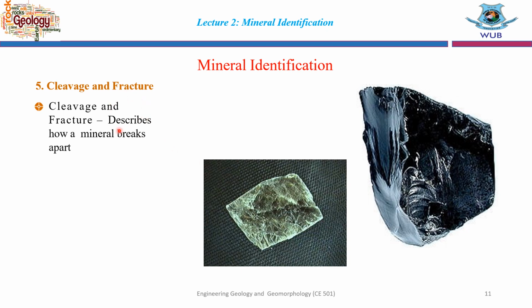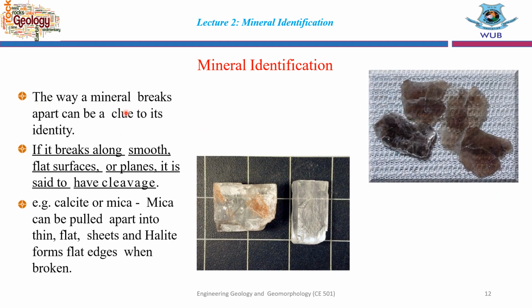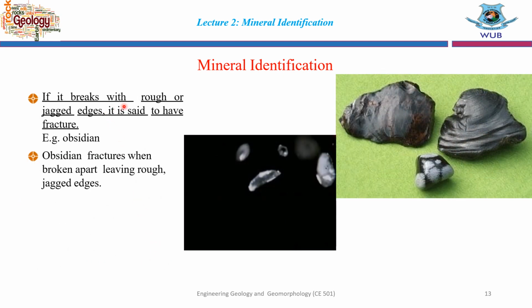Cleavage and fracture. Cleavage and fracture describe how a mineral breaks apart. The way a mineral breaks apart can be a clue to its identity. If it breaks along smooth, flat surfaces or planes, it is said to have cleavage. For example, calcite or mica. Mica can be pulled apart into thin plate sheets, or halite forms flat edges when broken. If it breaks with rough or jagged edges, it is said to have fracture. Obsidian fractures when broken apart, leaving rough or jagged edges.